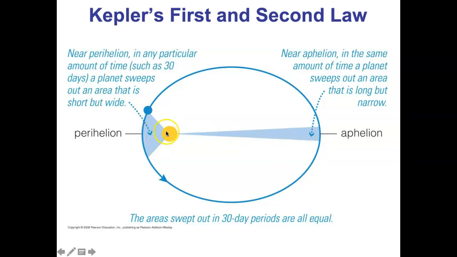So the sun is at one focus. What's at the other focus point? Nothing. It's just a mathematical point in space. All right? So the planets have elliptical orbits with the sun at one focus.